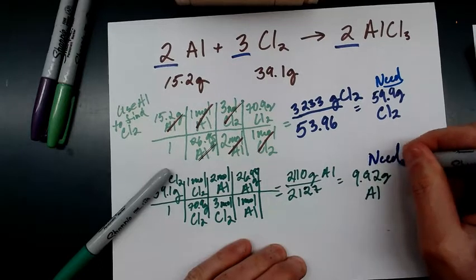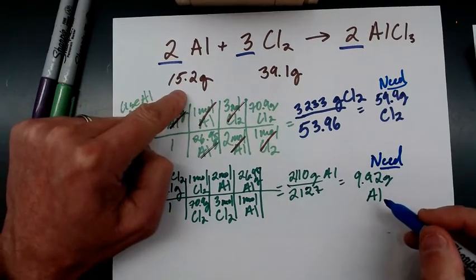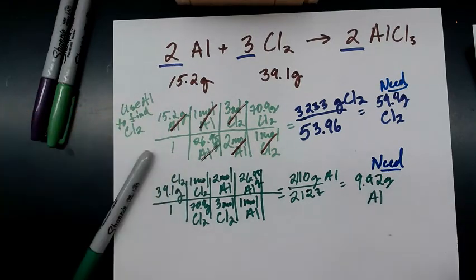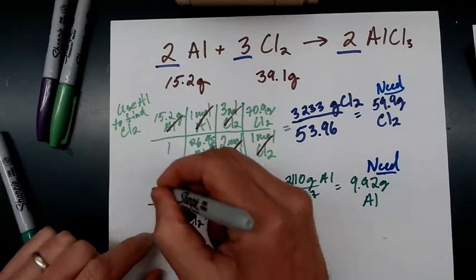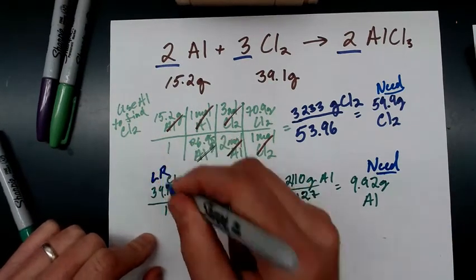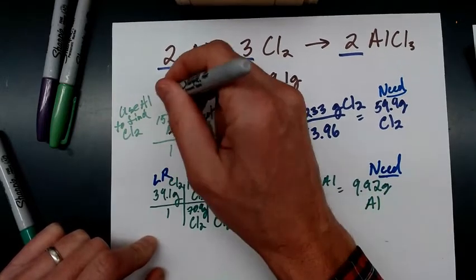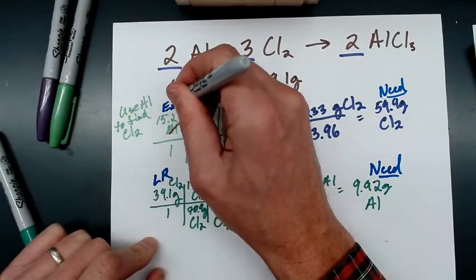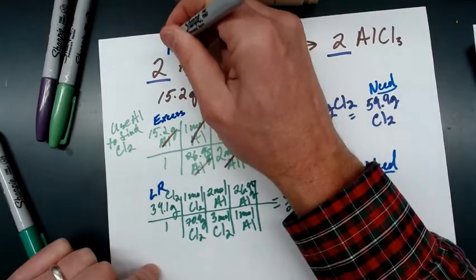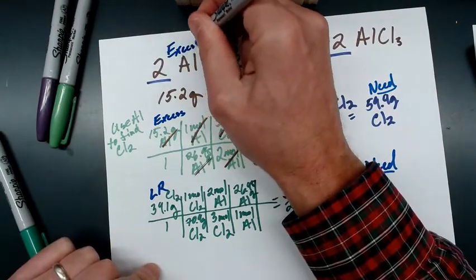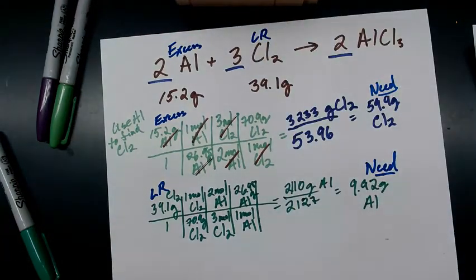That's great, because for aluminum I have 15.2, but I only need 9.92 grams if I use all of my chlorine. So this tells me that chlorine is my limiting reagent. The other result is an imaginary number; that's never going to happen, because this was my excess. So aluminum's my excess, and chlorine's my limiting reagent. That's what it tells me.